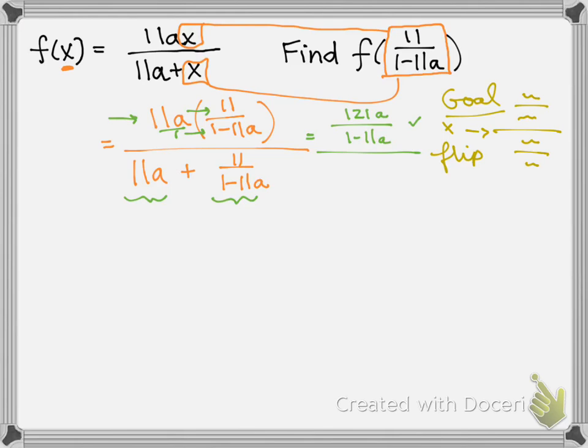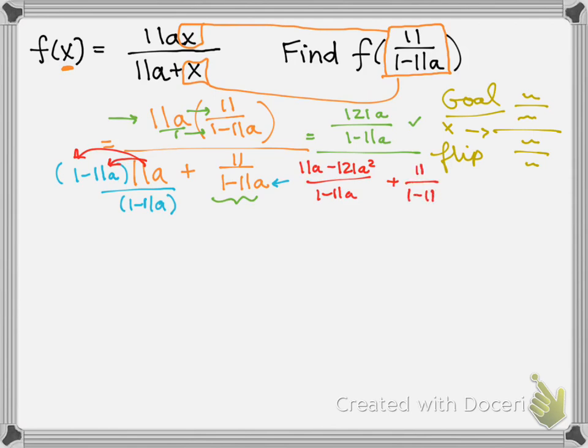So in order to combine those, we have to have a common denominator. So what we'll do here is, since we already have a denominator of 1 minus 11a, we'll give the 11a term a 1 minus 11a denominator, but then also multiply 1 minus 11a in the numerator. Again, we're keeping the quantity the same, we're just changing the way that it looks. And what that will look like on top once you distribute through that quantity is 11a minus 121a squared over 1 minus 11a plus 11 over 1 minus 11a.